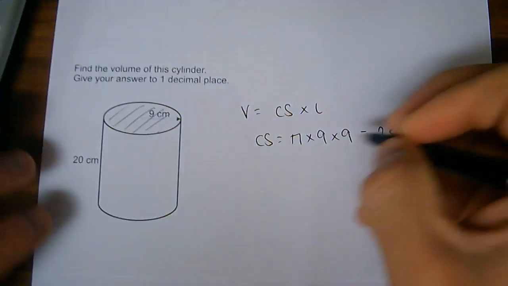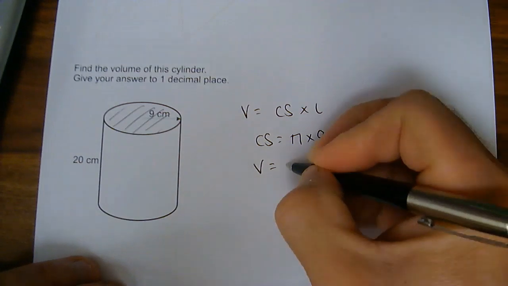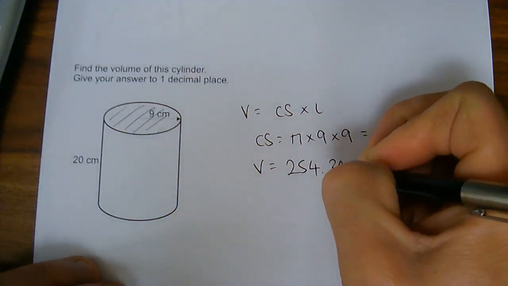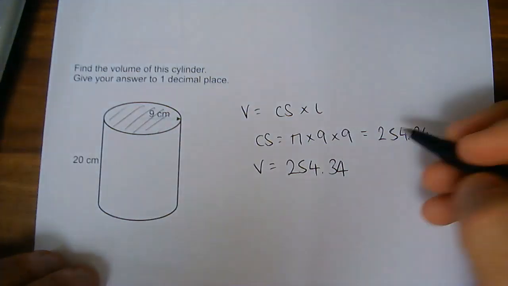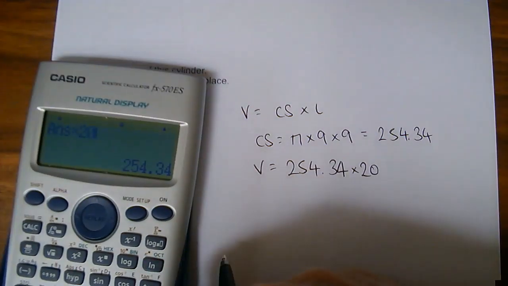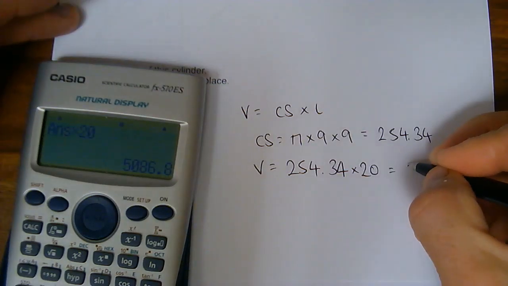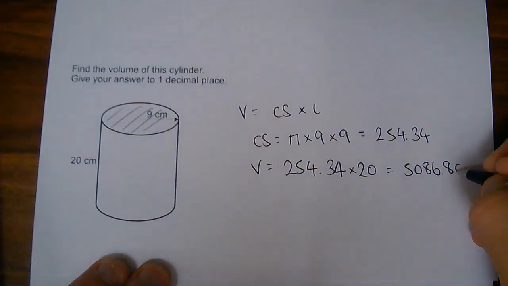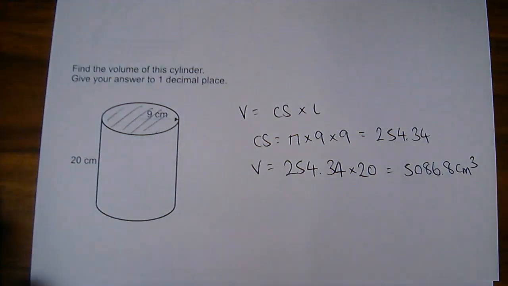254.34. My volume is then my cross section, 254.34, times by my length. Now my length in this case is 20. So I times that by 20, I can do it all on my calculator in one go, and it gives me 5086.8, and my units are centimetres cubed.